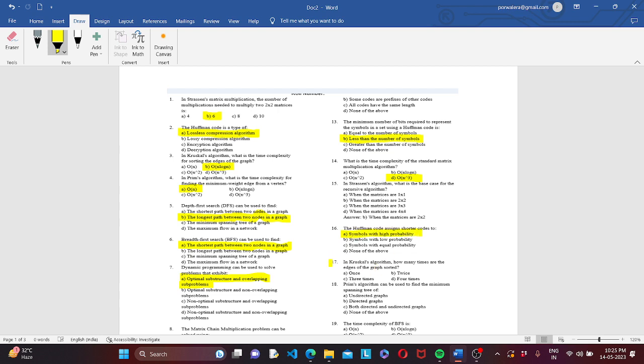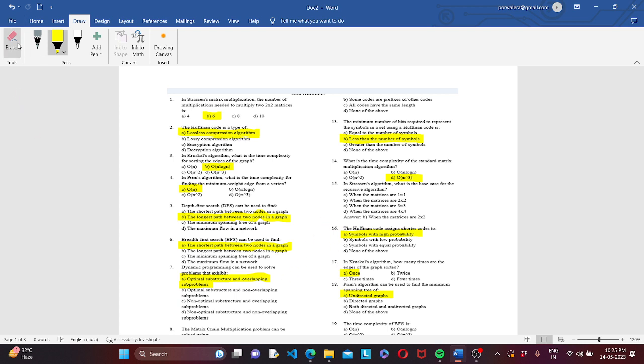Now question number 17, in Kruskal's algorithm, how many times are the edges of the graph sorted? In Kruskal's algorithm, the number of times the edges are sorted is only once. Now question number 18, Prim's algorithm can be used to find the minimum spanning tree of undirected graphs. We cannot find the minimum spanning tree for directed graphs, so the option will be undirected graphs.